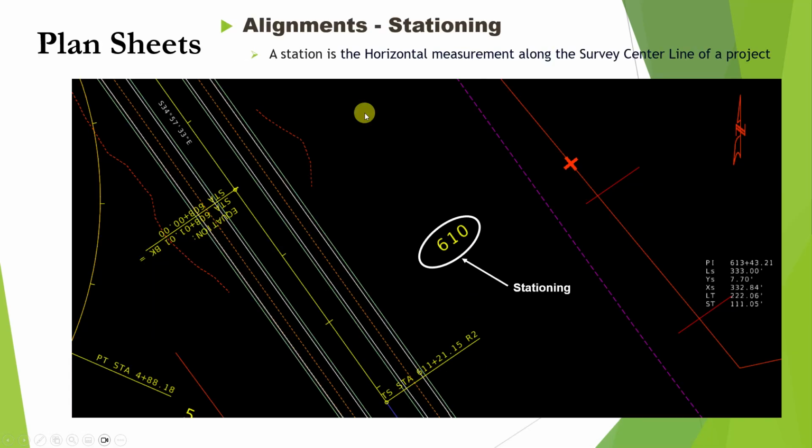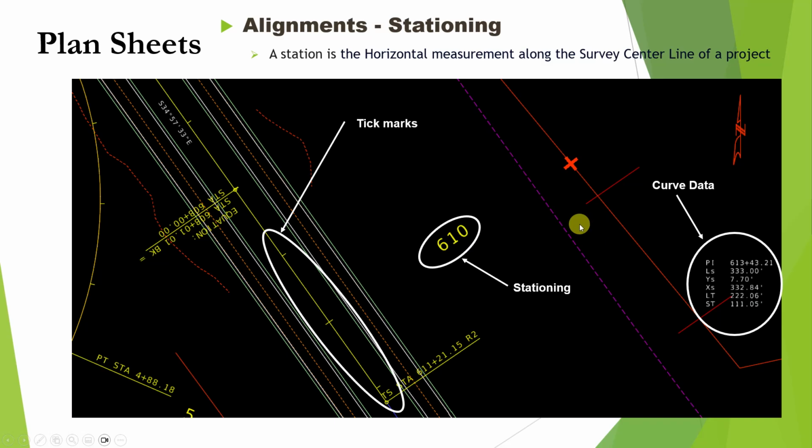Now talking about stationing. A station is the horizontal measurement along a survey center line of a project, and here you can see that's at 610 here. You have tick marks, and these tick marks run every 100 feet until you get to a major stationing line. Then they're every 500 feet apart.